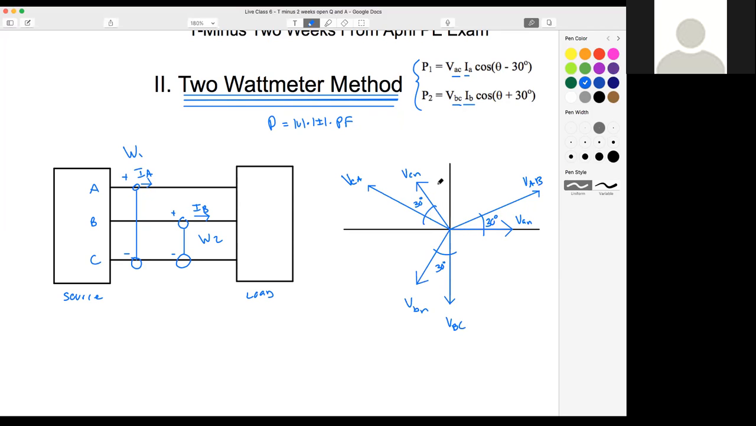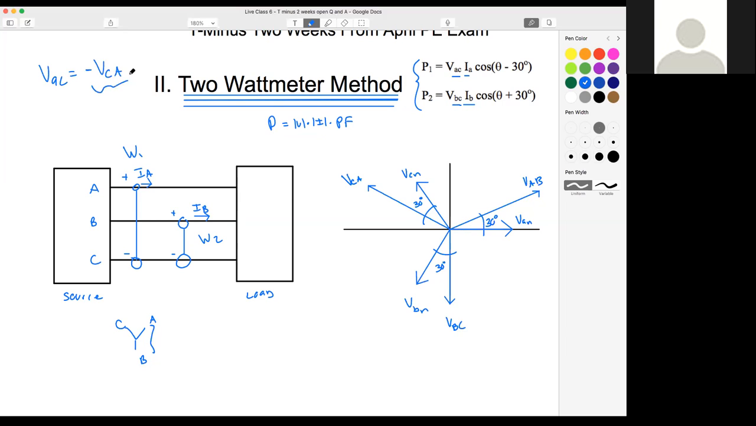So let's look at this. P1 says VAC. Notice how we don't have a VAC, do we? Typically, I'm just going to draw a Y as an example. We go A to B, and then B to C, and then C to A. So what's important is we're actually measuring what? We're measuring with our positive at A and our negative at C. So we're actually measuring VAC equals negative VCA, right?